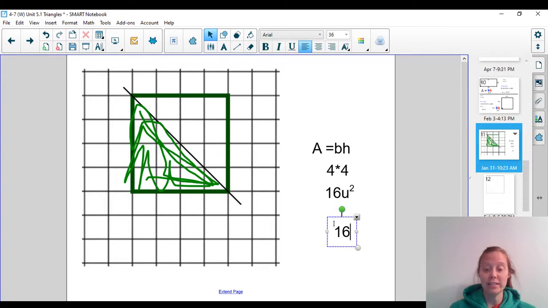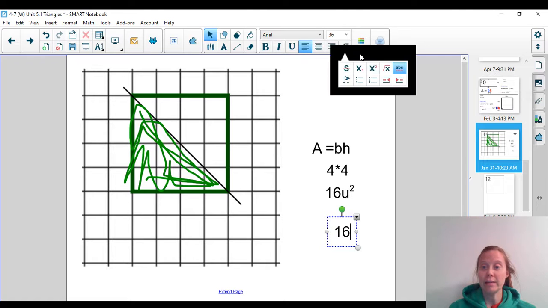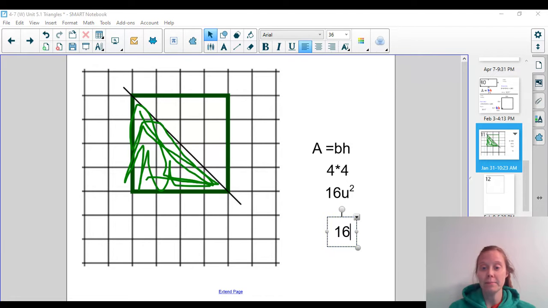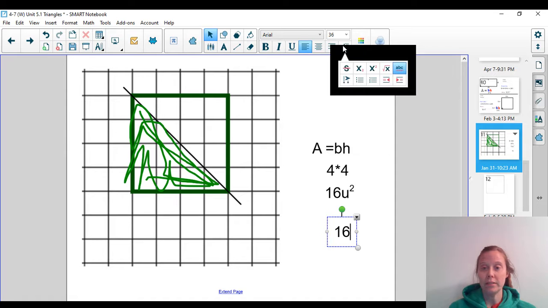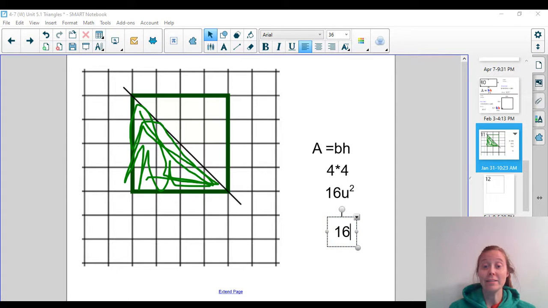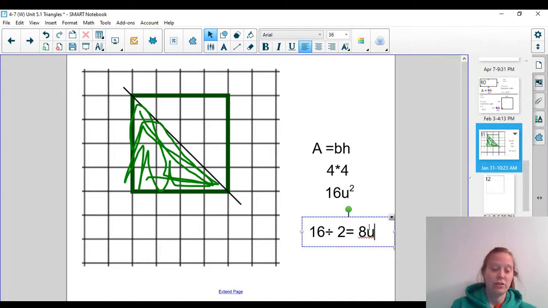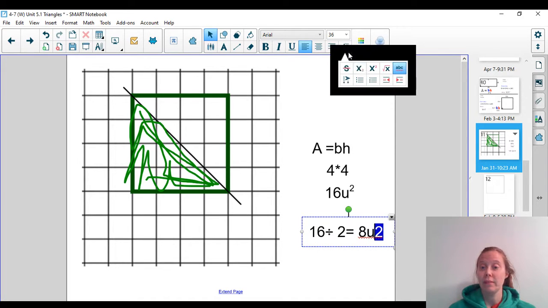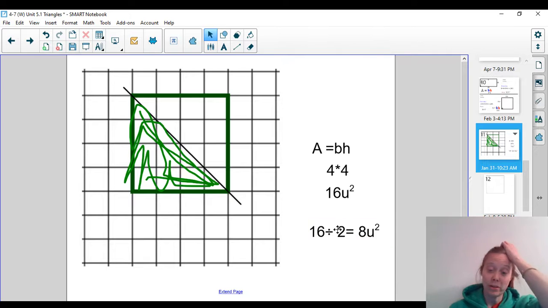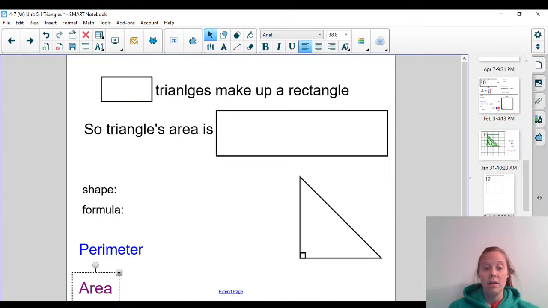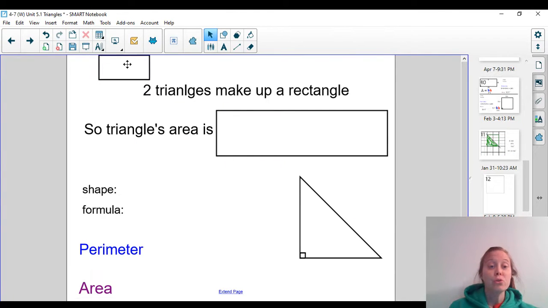So we're going to take our formula and divide it into two parts. So we're going to go 16 divided by 2. And that's going to tell us that the area of just that triangle is 8 units squared. And so two triangles make up a rectangle.